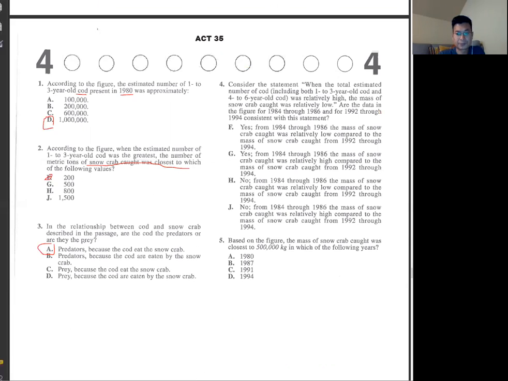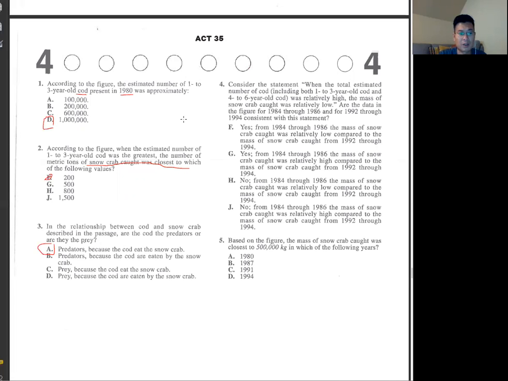Number 4, consider the statement: when the total estimated number of cod, including those two, was relatively high, the mass of snow crab caught was relatively low. This question is similar to number 3 because those are predators, right? And then, are the data in the figure for 1984 through 1986 and for 1992 through 1994 consistent with this?